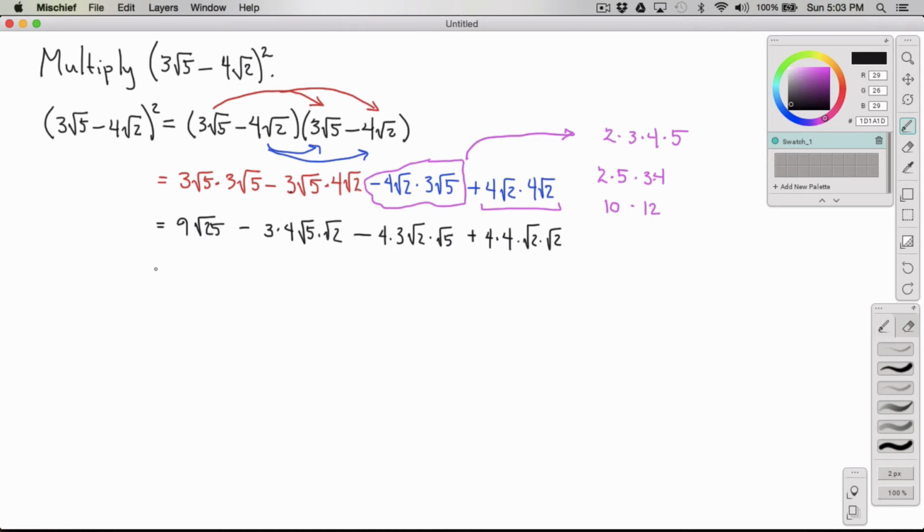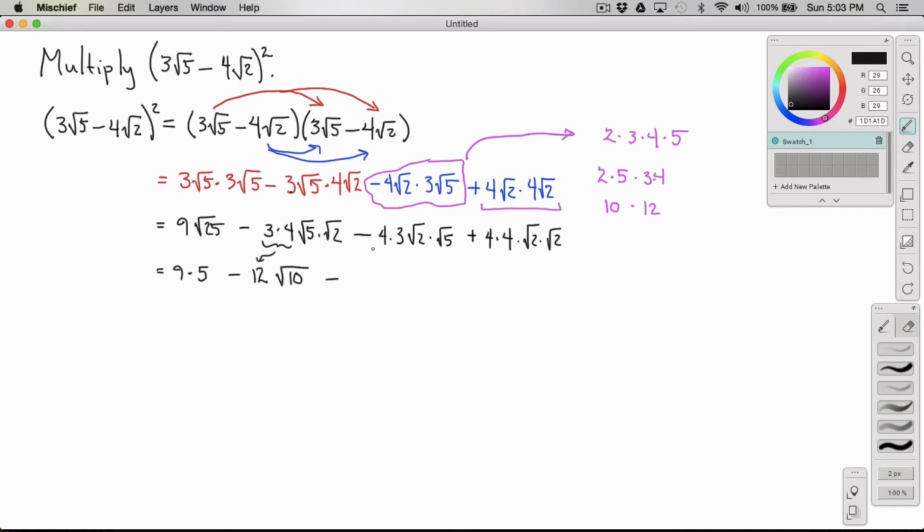9 times the square root of 25. Well, the square root of 25 is 5. So once you take the square root, the radical goes away. Minus 3 times 4, that's 12. Square root of 5 times the square root of 2. This is going to give us some multiplication inside the radical, and in this case, it's just going to be 5 times 2 in the radical.